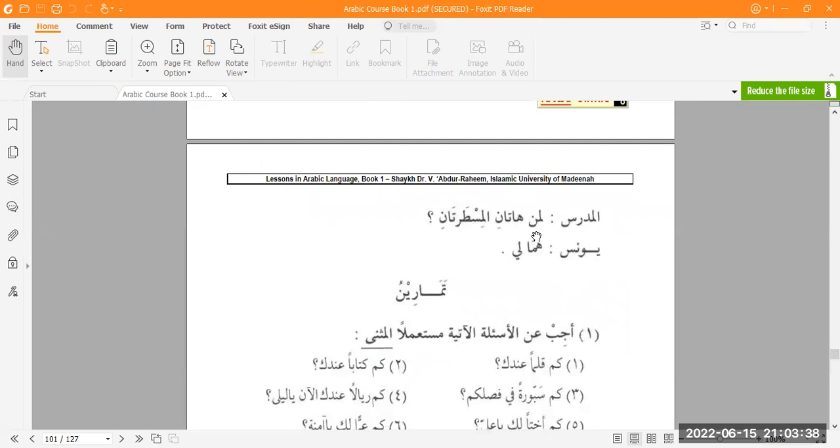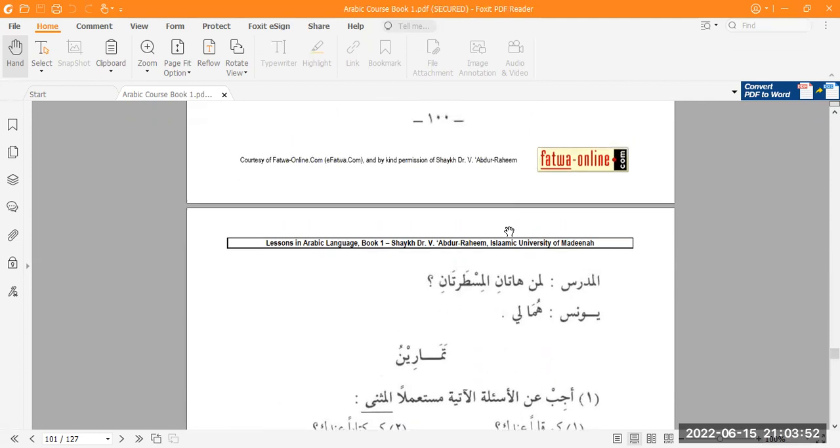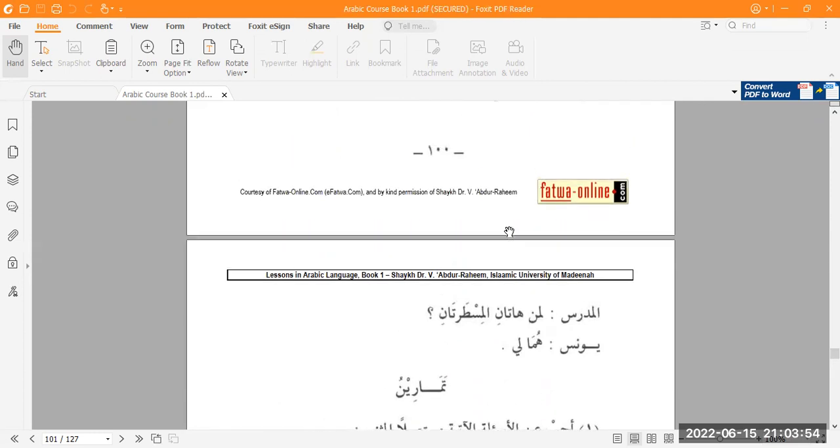Al-Mudarrisu liman hatanil mistaratani. Liman hatanil mistaratani. So hatha and hadihi. We don't exactly have a hadihi right now.